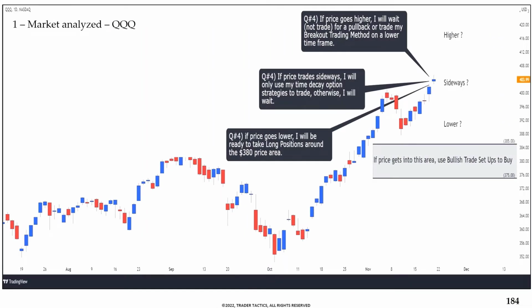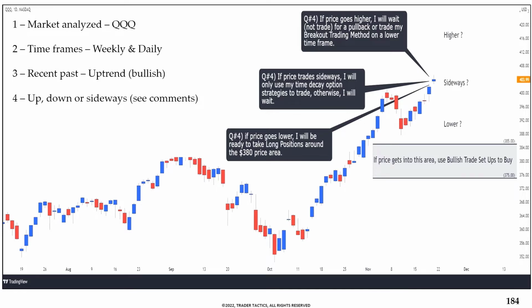Here's our QQQ daily chart. So the day that we're focused on here is the last candle on the right. When we look at the market I analyze, again, QQQ, time frames, weekly and daily. In this case, the weekly would be a higher time frame. The daily is the one that you're looking at right now. The recent past, that's an uptrend. So we have an uptrend or bullish environment. And then we ask ourselves, what will happen if the market goes up, down, or sideways? And that's what we want to look at right now.